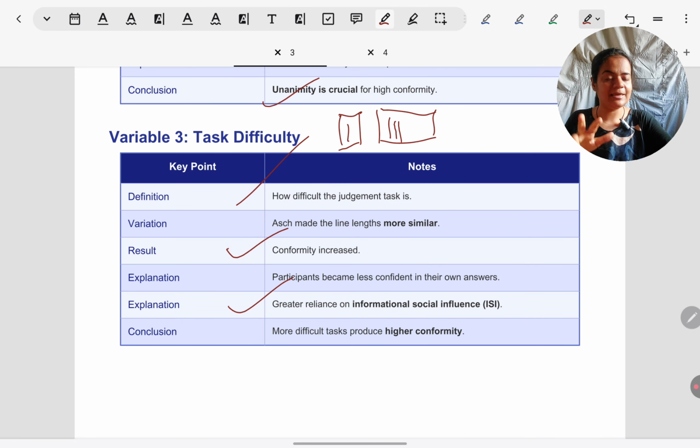Unfortunately, for this study, we don't have, even in the original paper, the percentage to which the conformity came. We only know that it became greater than the standard 32% in this case. Ash's reasoning was that here ISI has also become a force besides NSI, which is already there.